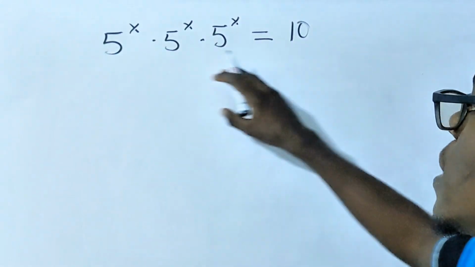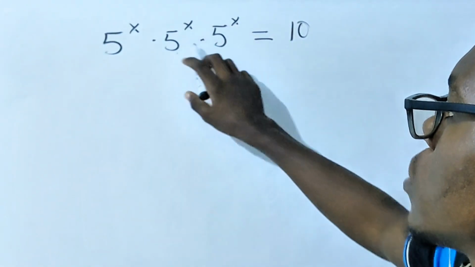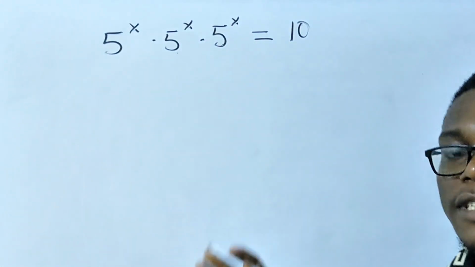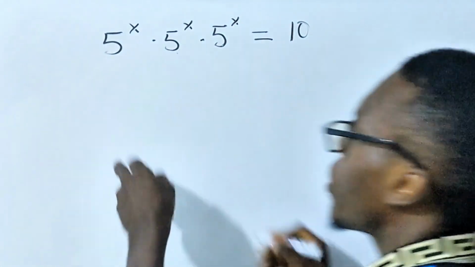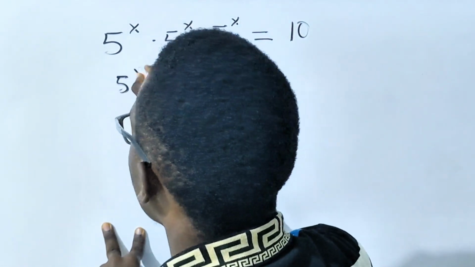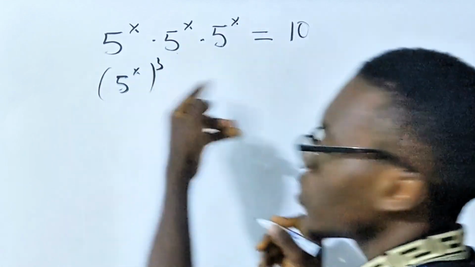In my question, we have 5 to the x times 5 to the x times 5 to the x is equal to 10. It's very easy to solve. You can first start by multiplying all through. We're going to have 5 to the x cubed, to the third power.